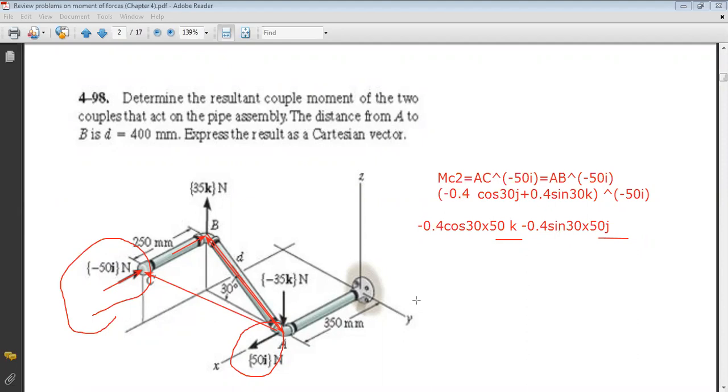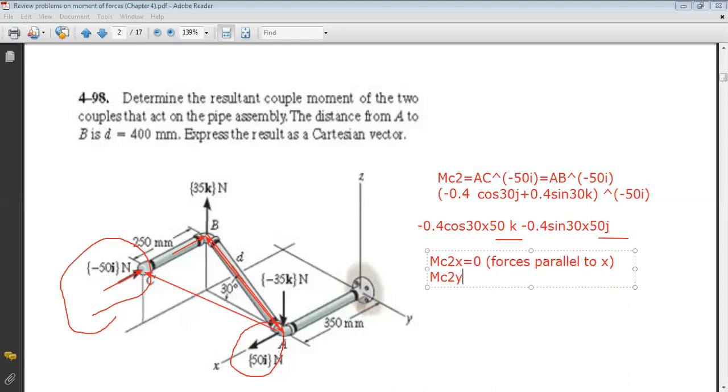So what I can say, if I want to do the method, I can say that for this couple, I will divide the moment of the couple into three components. Moment of couple 2 along X, it's of course 0. Why? Because my forces are parallel to X.